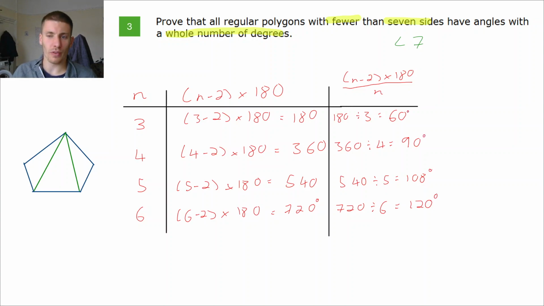that all of these angles, 60, 90, 108, and 120, have a whole number of degrees. So I've been through all of the possible variations to prove this statement by exhaustion, using a table to help me with my proof in this question.